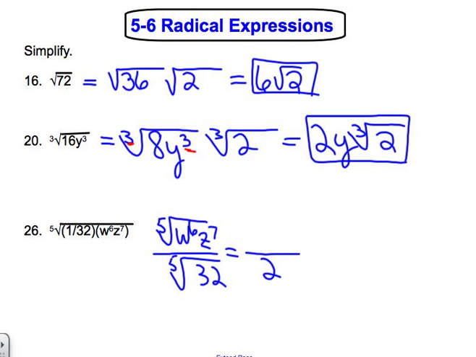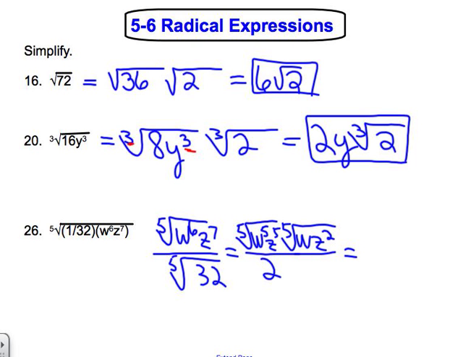In the top, not everything underneath the radical is a perfect fifth. So what we do is look at w to the 6th, and if you take 1 power less, which is w to the 5th power, that is a perfect fifth. And w to the 5th times w gives you w to the 6th. z to the 7th power is not a perfect fifth, but z to the 5th power is. z to the 5th times z squared gives us z to the 7th power.